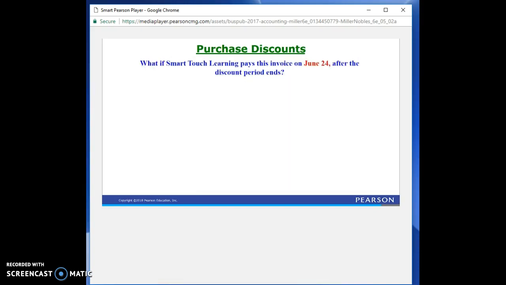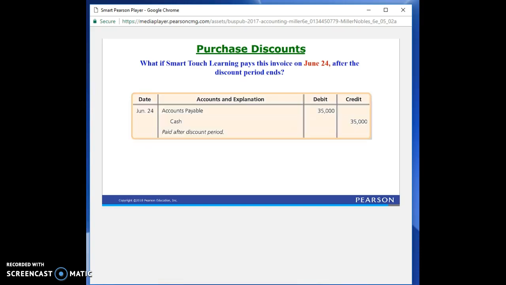Now, if Smart Touch Learning does not pay within the discount period, rather they pay on June 24th after the discount period ends, then there's no discount and it's a very simple journal entry by decreasing accounts payable with a debit, $35,000, and decreasing cash with a credit, $35,000. This concludes part 1. Come on back for part 2 of this 3-part lesson, and we'll keep going with accounting for the purchase of merchandise inventory.